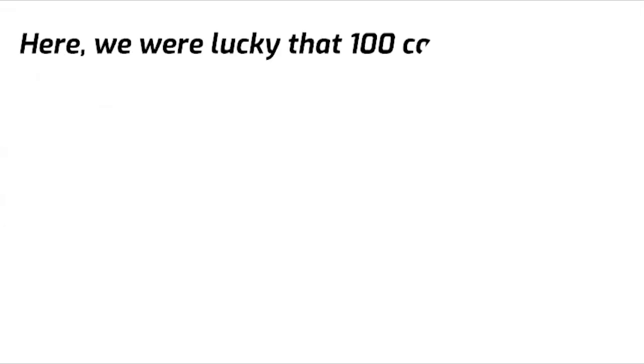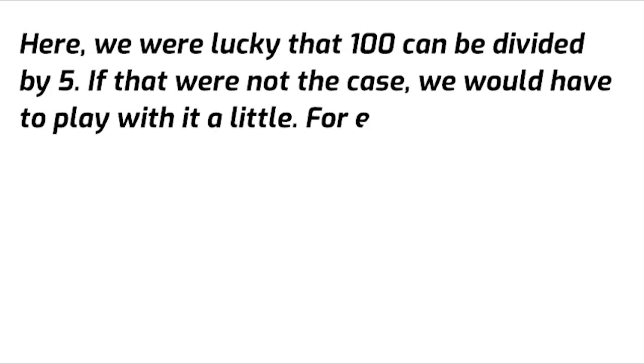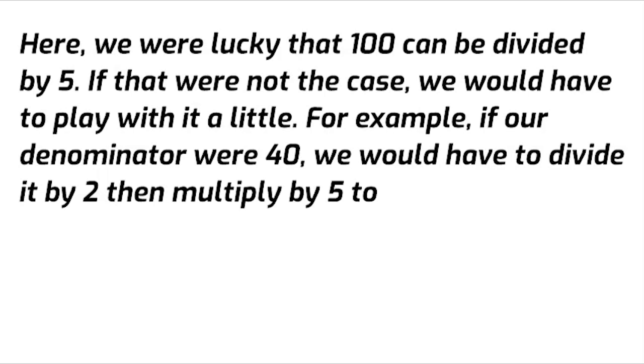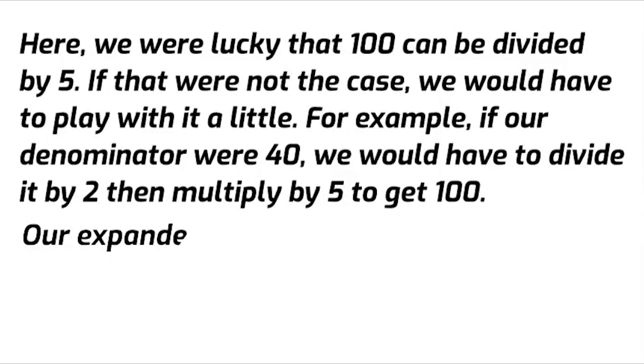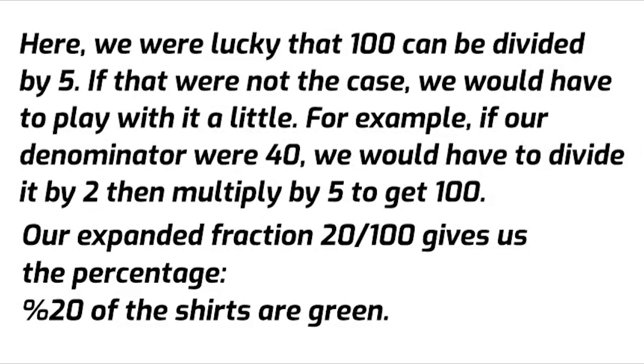Here, we were lucky that 100 can be divided by 5. If that were not the case, we would have to play with it a little. For example, if our denominator were 40, we would have to divide it by 2 then multiply by 5 to get 100. Our expanded fraction 20 over 100 gives us the percentage, 20% of the shirts are green.